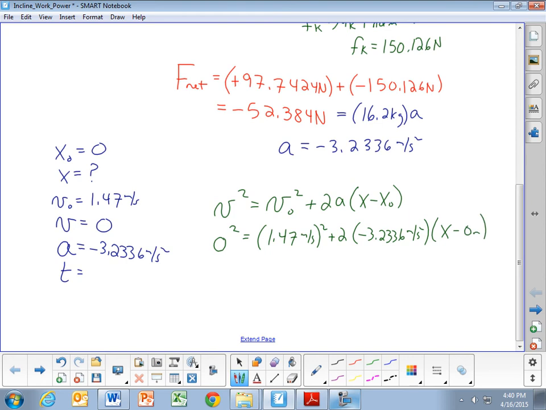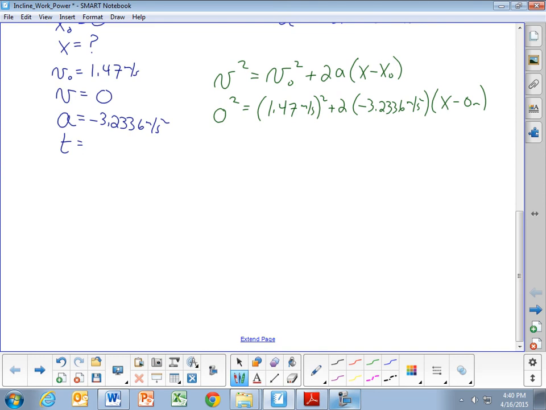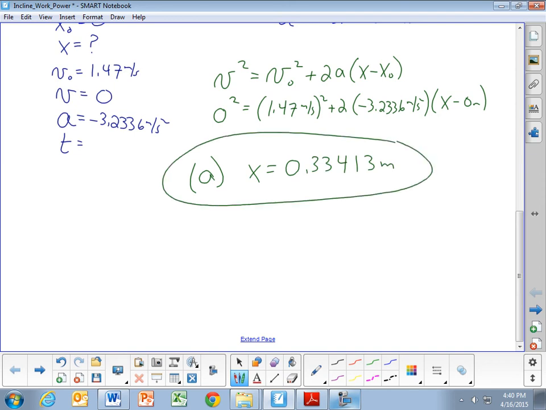And if we solve that for x, we get 0.33413 meters. So that's part A of the question. How far does the block slide? It slides 33.413 centimeters, or 0.33413 meters.